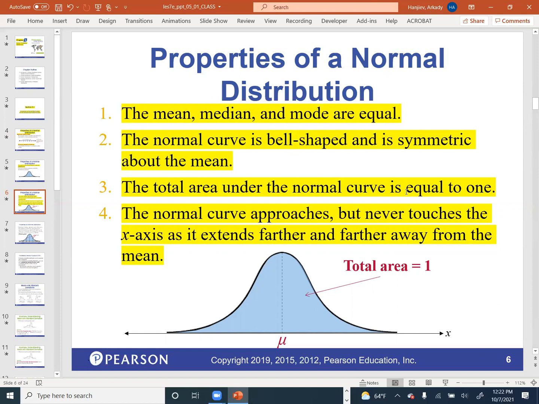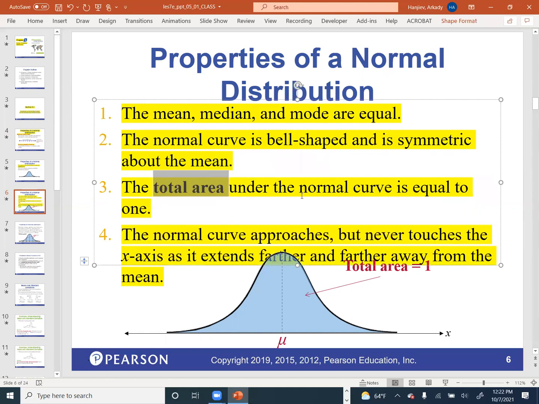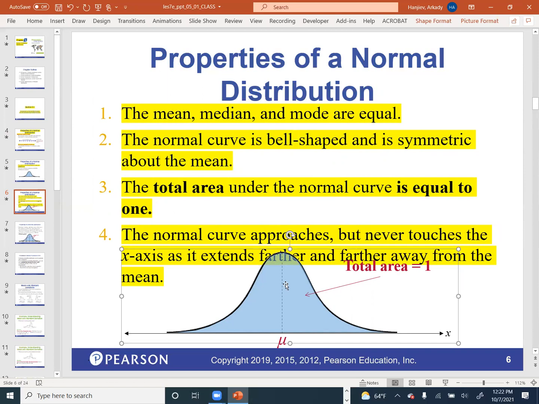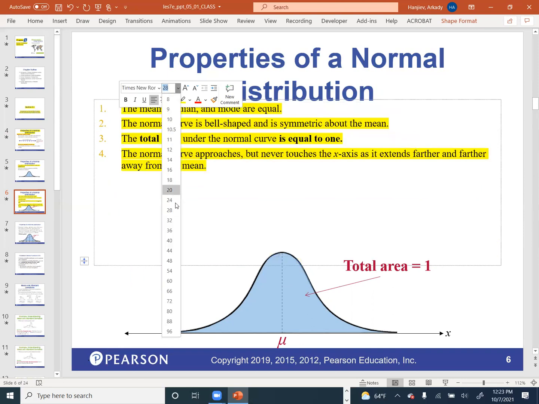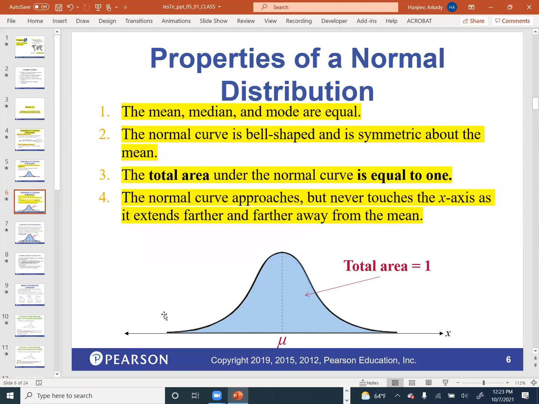And I think I want to highlight this one here. The total area. This one actually, I'm going to make it even bold here. Total area under the curve is equal to 1. So I'm just doing a few things here. There. You guys still see that? That is still okay.